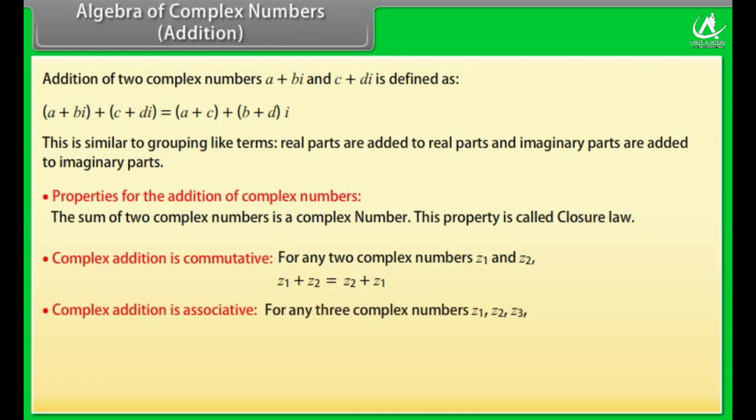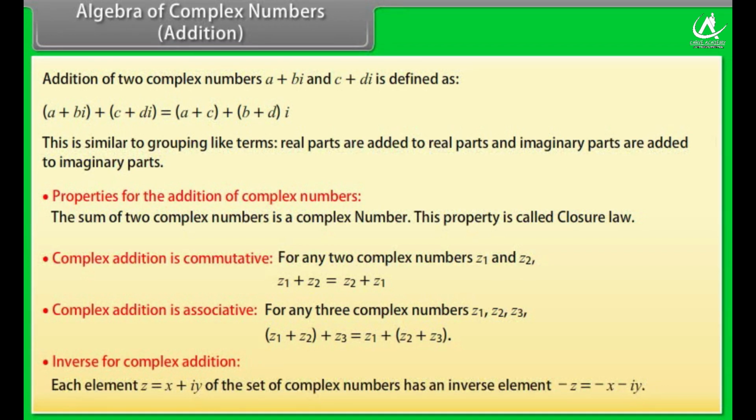For any three complex numbers, z1, z2, z3, z1 plus z2 plus z3 is equal to z1 plus z2 plus z3, with brackets grouping differently. Inverse of complex addition. Each element z is equal to x plus iota y of the set of complex numbers has an inverse element. Minus z is equal to minus x minus iota y.